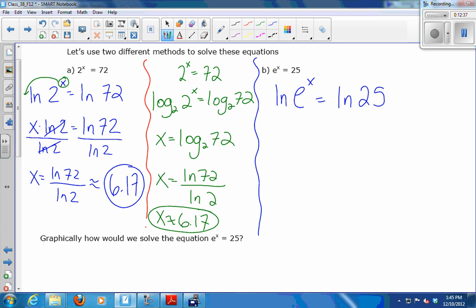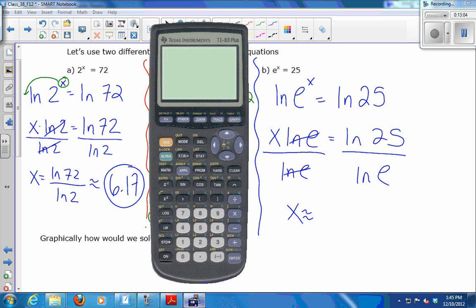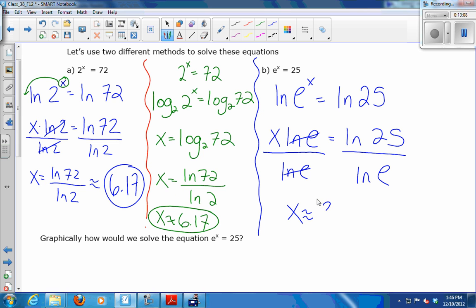Now, I saw several people apply the property of logarithms that brings the exponent down in front. So this says x ln e equals ln 25. And then to get x by itself, divide by the ln of e. Cancels, cancels, and we get x is ln 25 divided by ln e, 3.219.